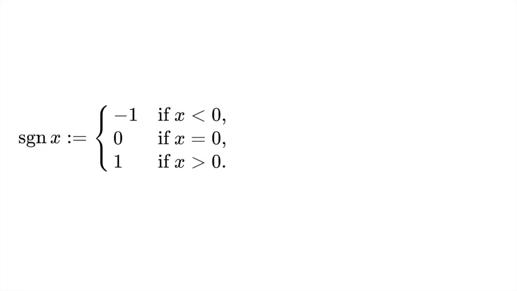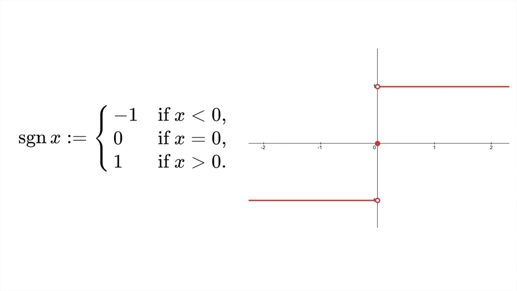The signum or sign function is fairly intuitive. Signum of x outputs 1 if x is positive, -1 if x is negative, and 0 if x is 0. The graph looks like this. All -1 on the left, a discontinuity at 0, and all +1 on the right.